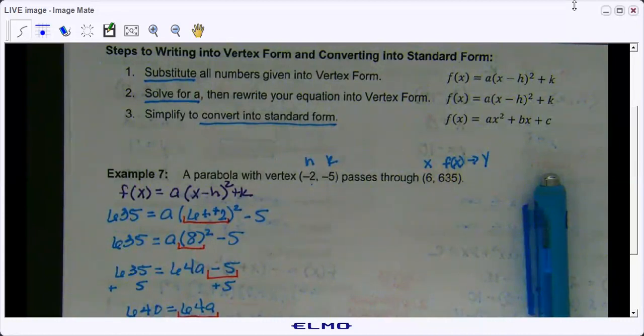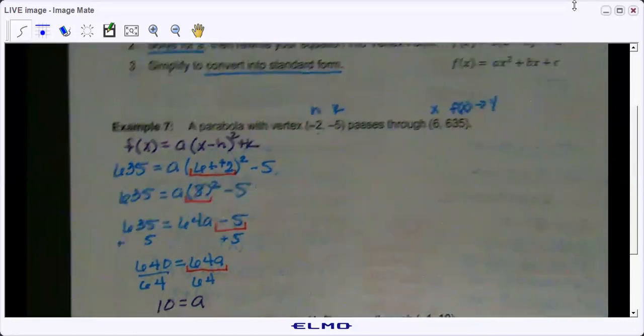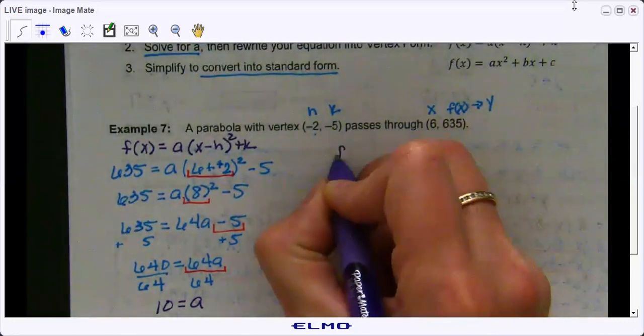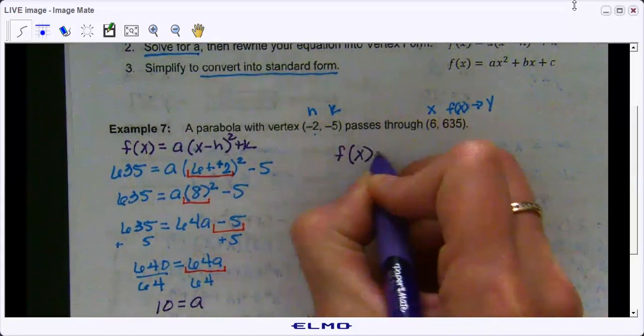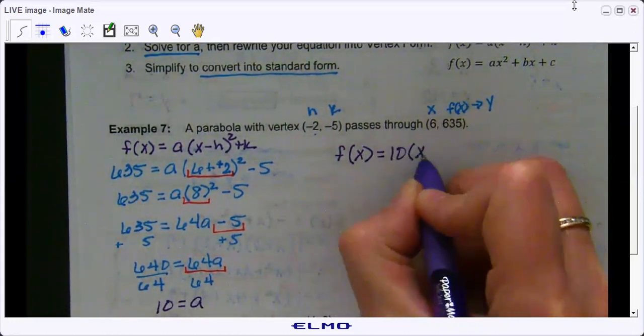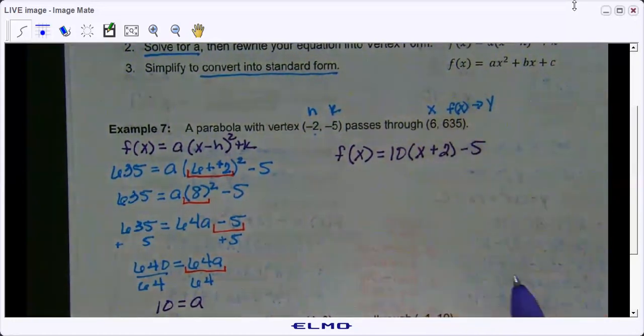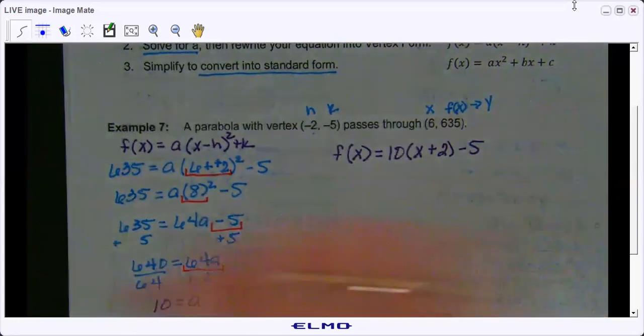So what I'm going to do is plug A into the vertex formula or equation, without my other ordered pair. I'm just going to use my vertex and my A. So we would write it as f of x equals, my A is 10, times x plus 2 squared minus 5.